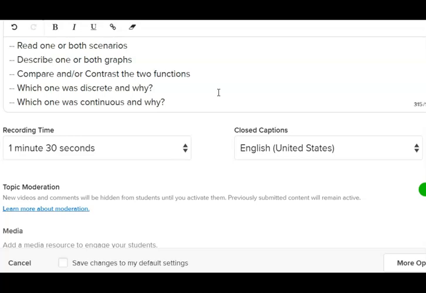So cut out any unnecessary talk about your project. Like if you're talking about something unrelated to mathematics in your project, you may want to cut that part out and focus on the math.